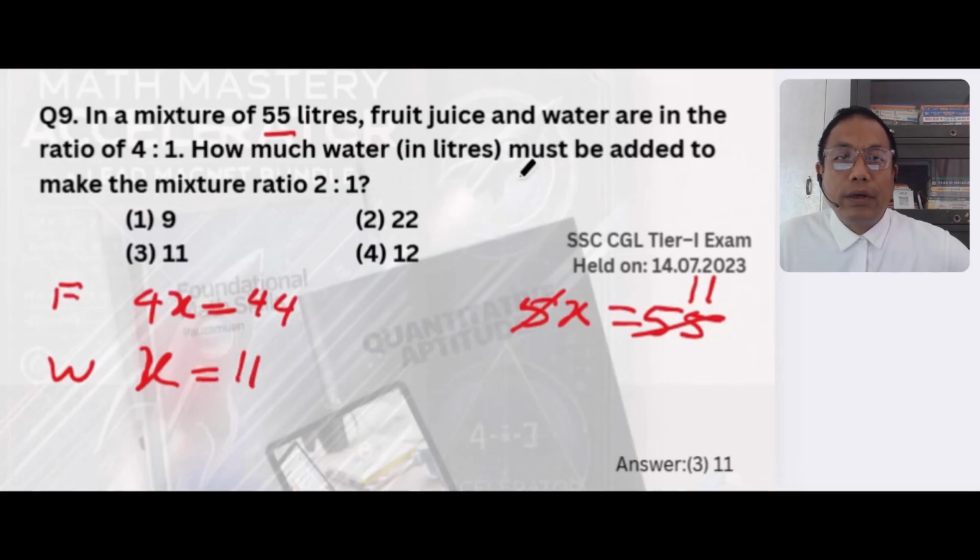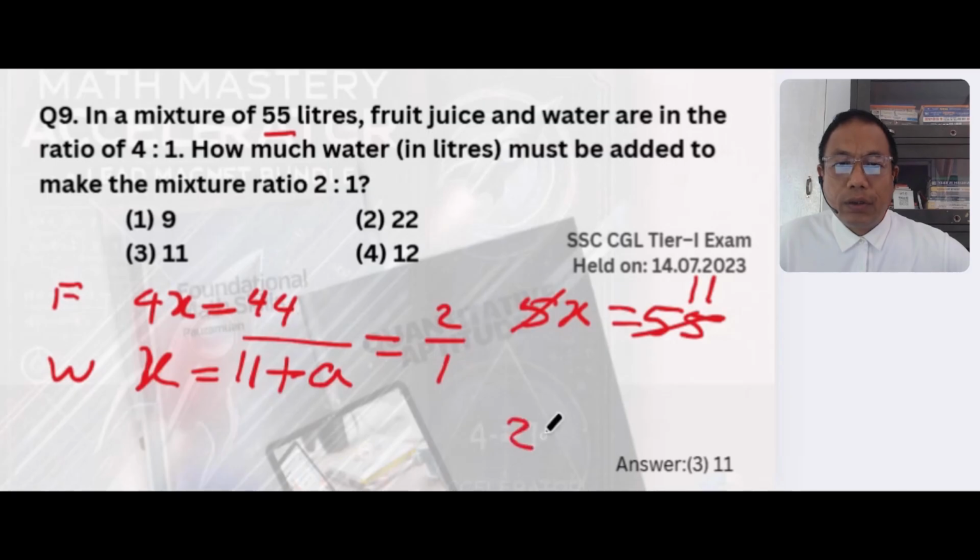How much water must be added to make the mixture in the ratio 2:1? I must add some water here. I call the value A. I need 2:1. Half of 44 is 22. 11 plus how much is 22? 11 plus 11 is equal to 22. Here A is 11. Option 3 is the right answer.